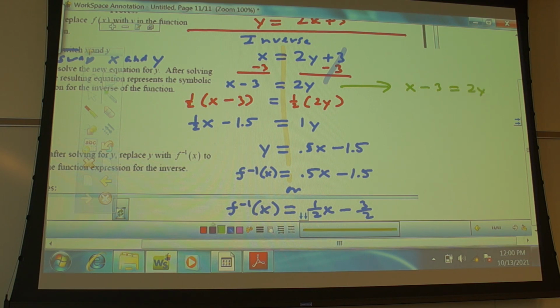If you want to divide both sides by 2, you could do that. It gets a little bit messier because you'd have to say, okay, x divided by 2 minus 3 divided by 2. That works also. Equals, this cancels out, you get y.